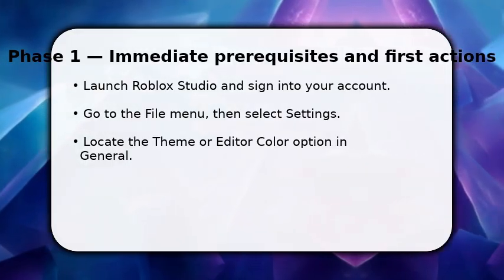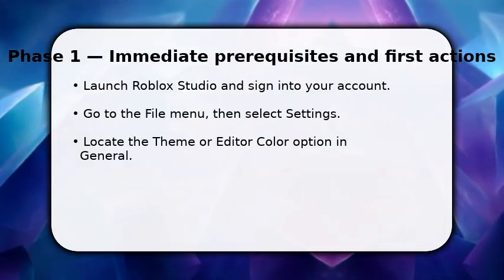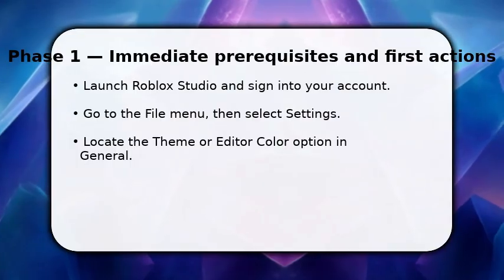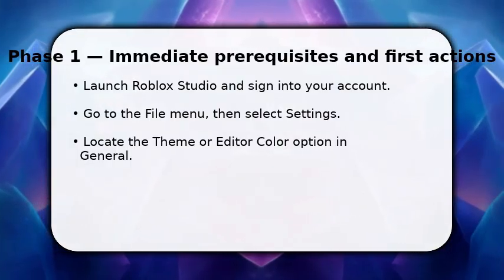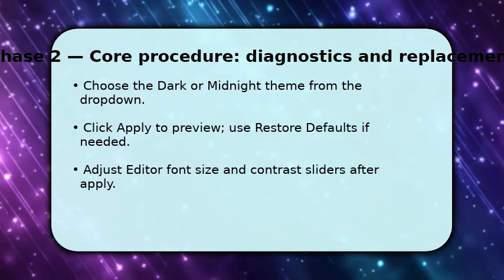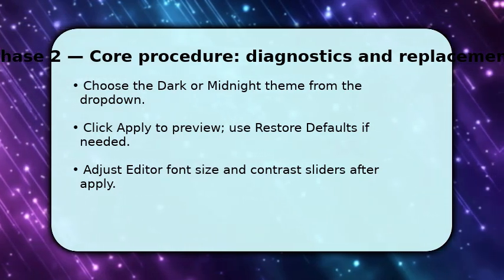Make sure to keep Studio open and unsaved changes noted, then proceed to the next step where you will pick and apply the dark theme option from the available presets. Once you see theme options, click the drop-down and pick Dark or Midnight. Those are optimized for low light.